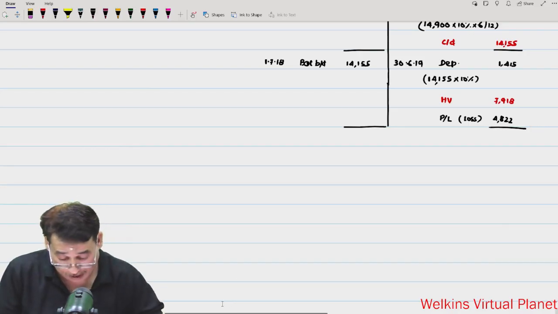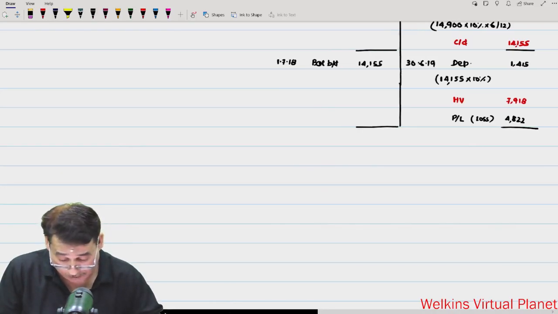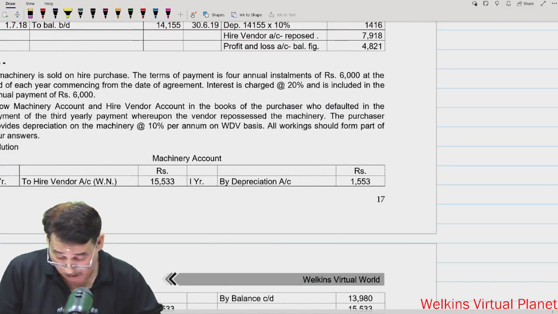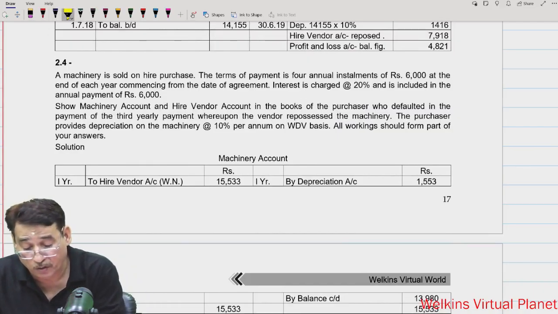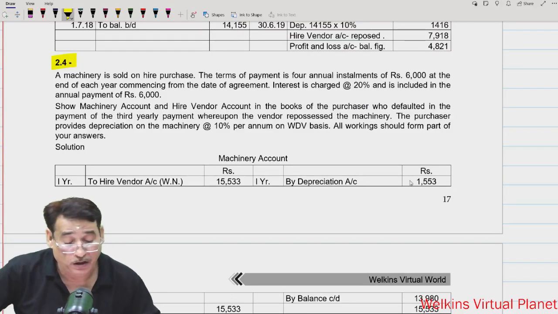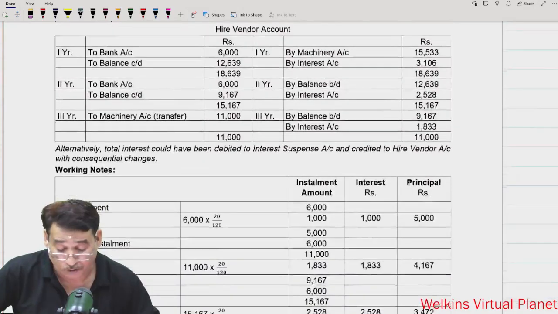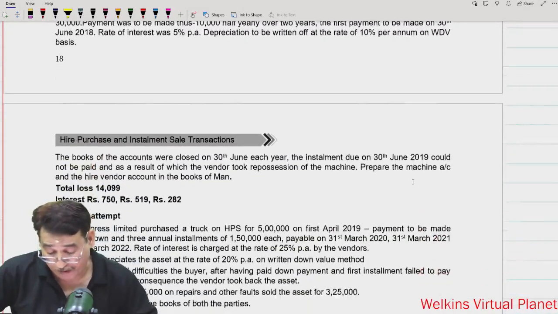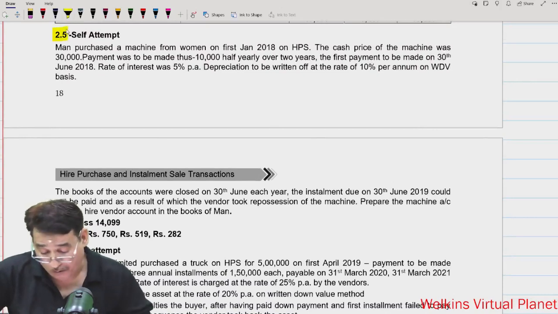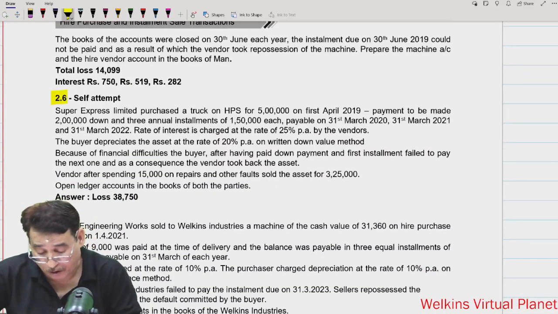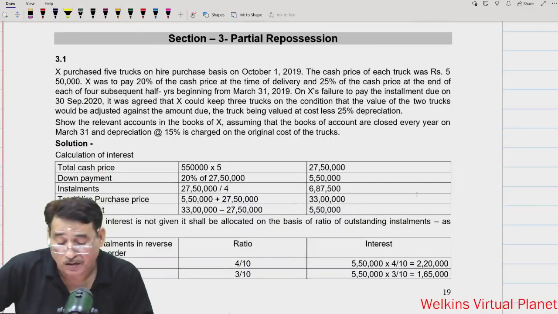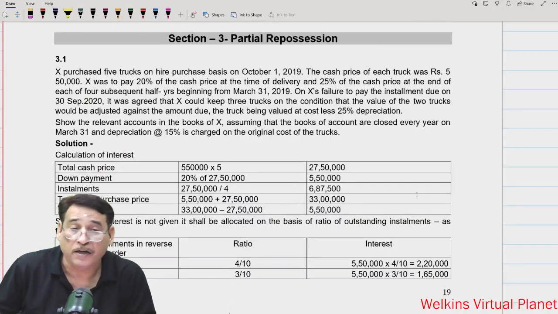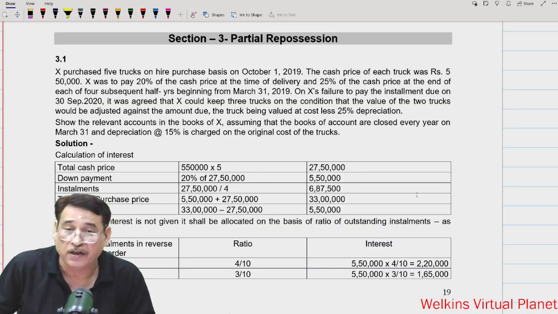I hope you got a fair idea regarding full repossession, not a very tough task. Similarly, question number 2.4 you can do, and the question has been given in a solved manner, so it should not be a big issue for you. And then 2.5 you try to do. 2.6 also. All these questions are manageable, correct? And then in the next session, we shall start with partial repossession. It's an extremely important topic from the examination point of view. So we'll talk about partial repossession in the next session. Till then, it's goodbye.